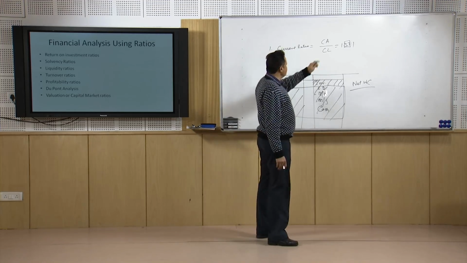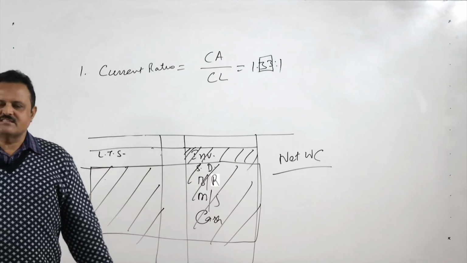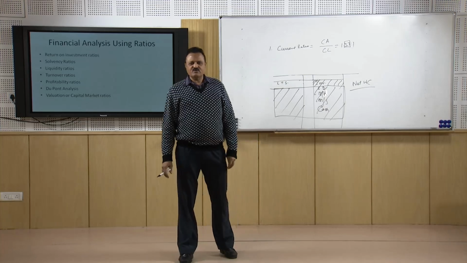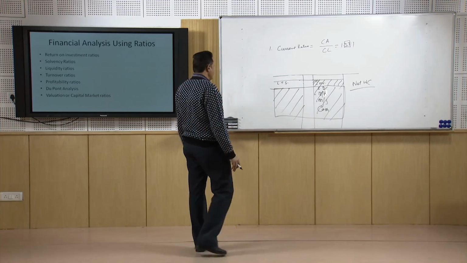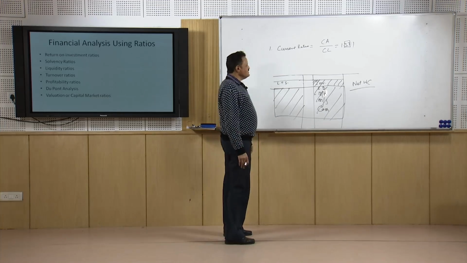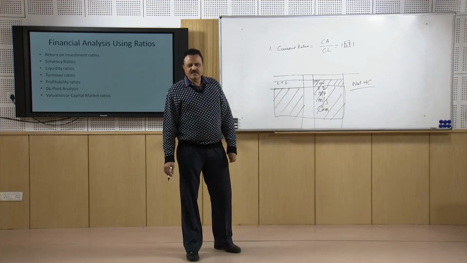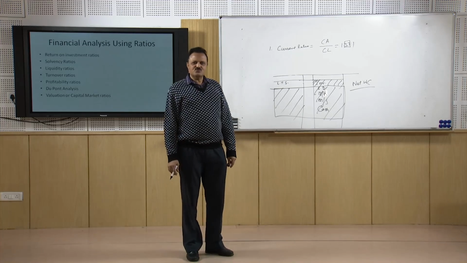So the current ratio is a broader analysis of liquidity. Simply by studying the level of current assets as compared to current liabilities, we come to know the broader level of liquidity in the firm, and the current ratio is always considered good when it is 1.33:1.